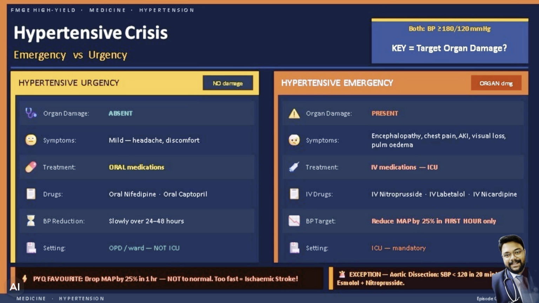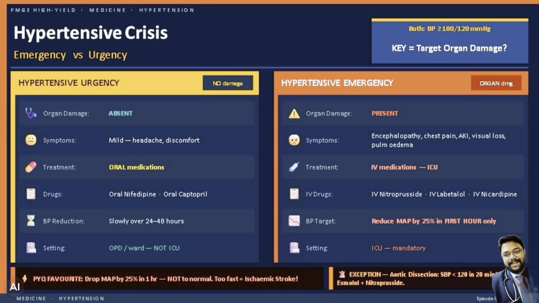Hypertensive urgency, no acute end organ damage. The patient is asymptomatic or has only mild symptoms like headache or mild discomfort. Treatment, oral medications only. Drugs like oral nifedipine or oral captopril. Reduce blood pressure gradually over 24 to 48 hours.